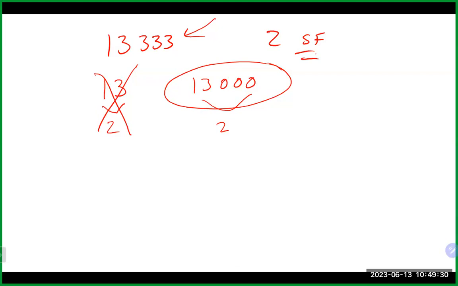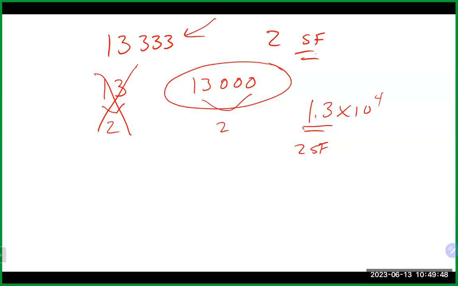You also could, if you wanted to, do a little scientific notation. 1.3 times 10 to the 1, 2, 3, 4. That would have 2 significant figures, right? Again, the numbers before the times 10 part are significant.